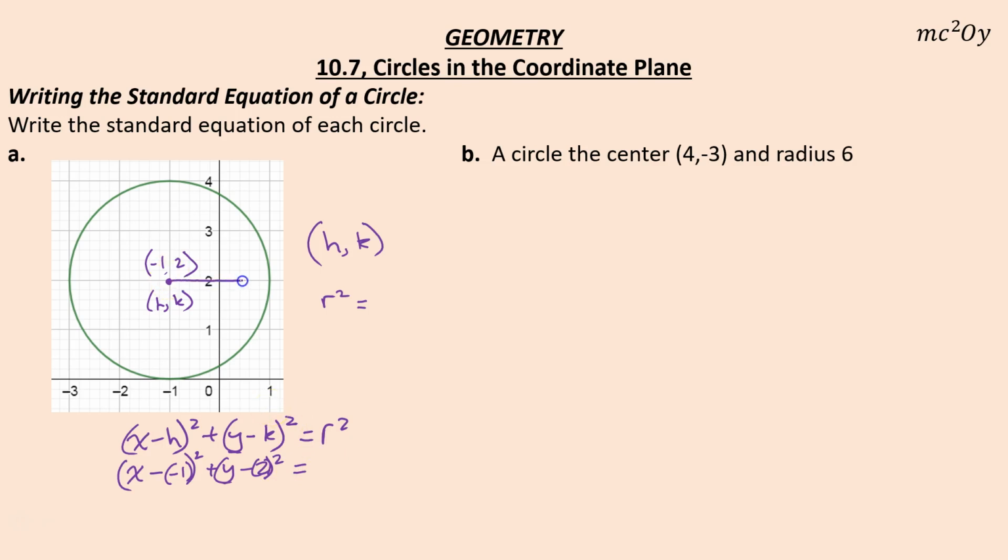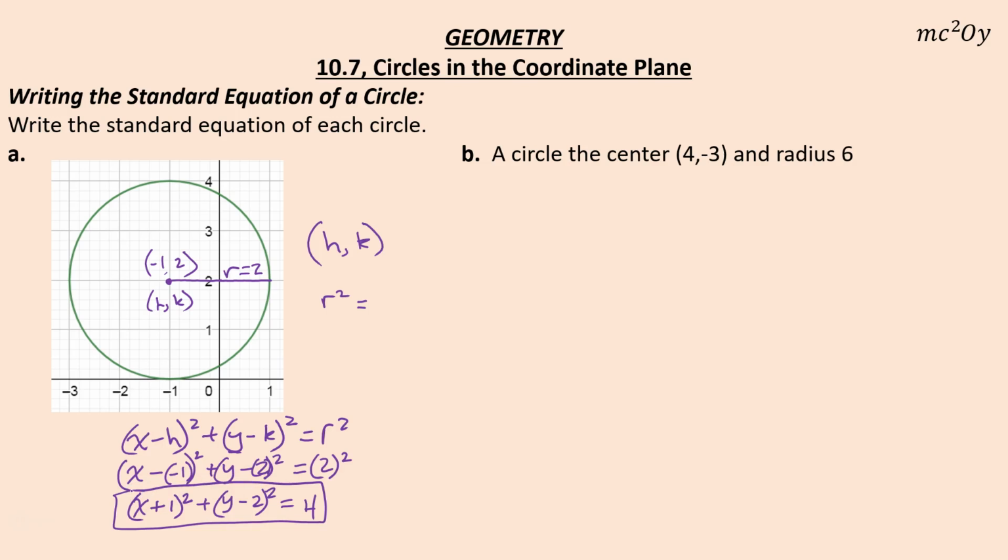What is r? Well, r is our radius. Here it looks like we get r equals 2, so we have 2 squared. So x minus negative 1 is x plus 1, squared, plus y minus 2 squared equals 2 squared, which is 4. And that is the equation of our circle.